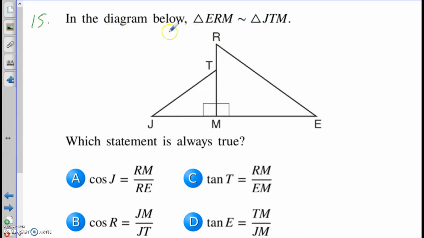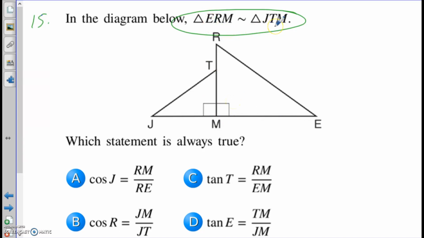In the diagram below, these triangles are similar. This little triangle, this little triangle. Which statement is always true? And you see a bunch of trig functions here. Now, cosine J, if you look at this angle, would be JM over JT. That's not that. And tangent T, opposite over adjacent, is not that either. Cosine R, adjacent over hypotenuse, RM over, is not it. Tangent E, opposite over adjacent, is not it either. So at a quick glance, you might think these are all wrong.